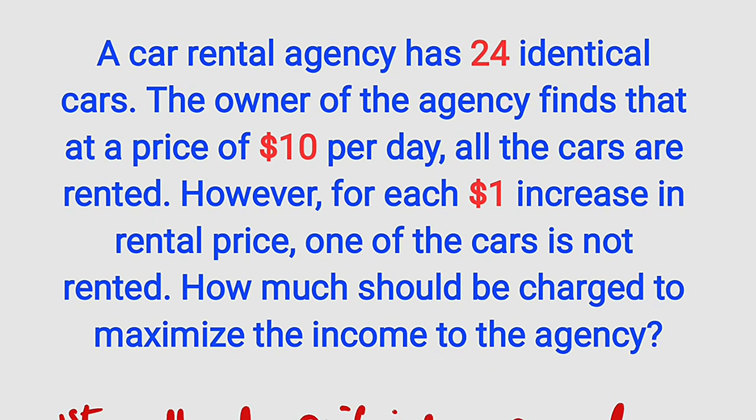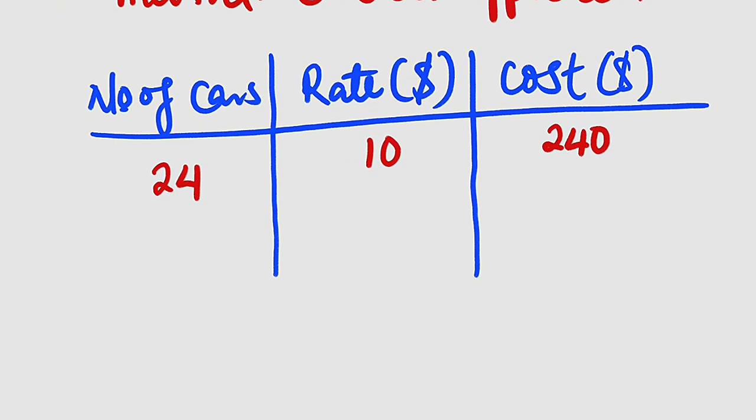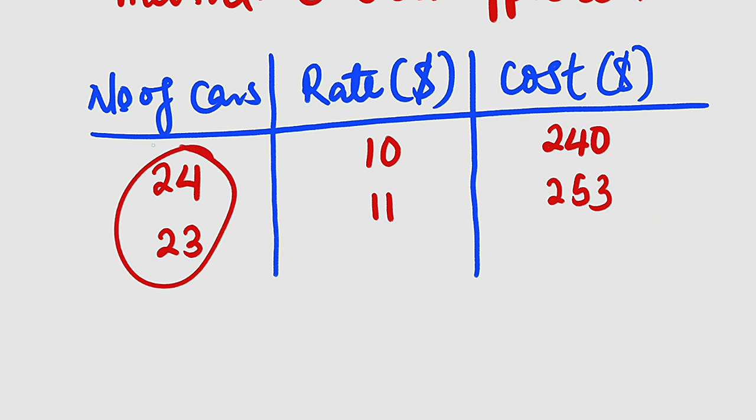Remember that the owner of the agency realized that for each $1 increase in the price, a car is left unrented, right? So we are going to increase the price from 10 to 11. So the number of cars will be what? 23, because there will be a single car that will be left unrented. So we are going to take this and multiply by this in order to get the total cost of the 23 cars. So 23 multiplied by 11, that will give us what? 253. So we have 253. Can you see that the cost has increased from 240 to 253 despite the number of cars has reduced?